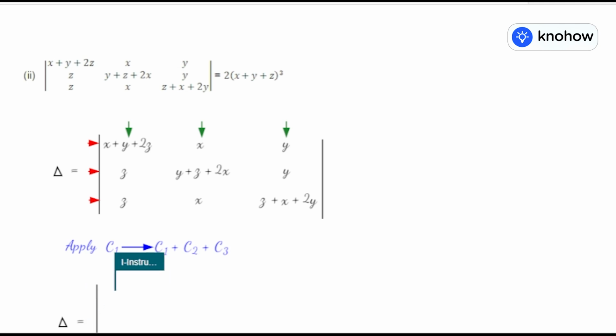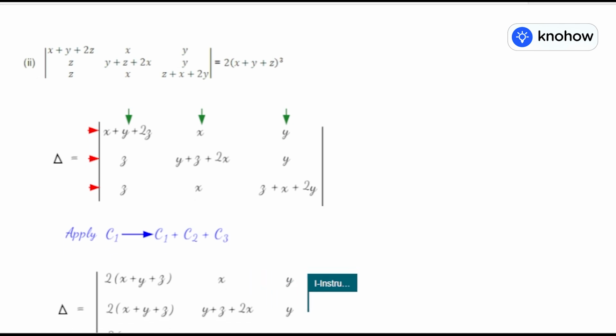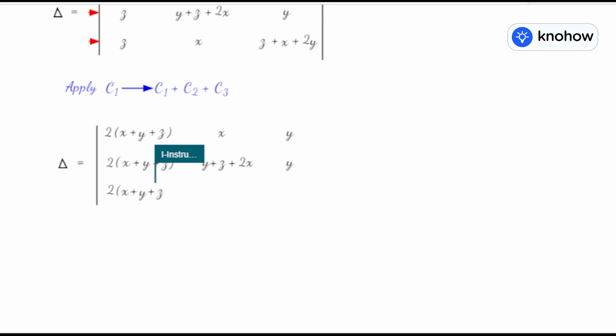Allow me to take 2 common directly. So you get 2 times x plus y plus z. And the y, z here. And similarly, here you get y plus z plus 2x and y as such. And here also you have x and z plus x plus 2y.